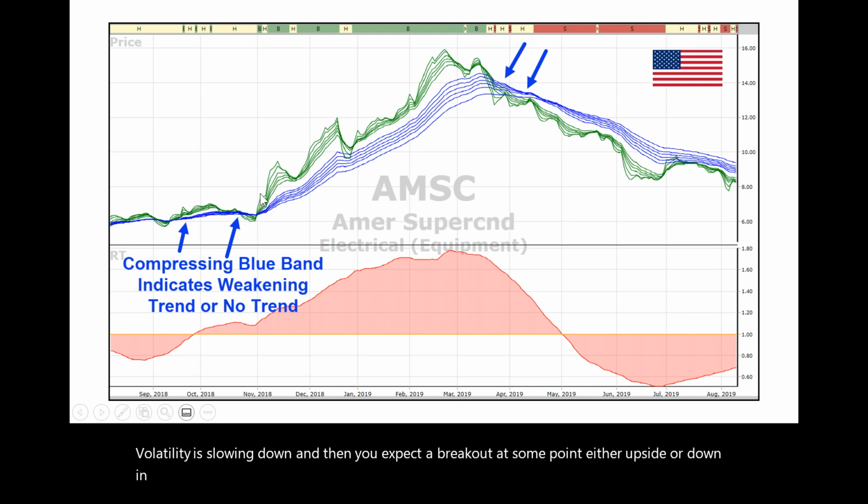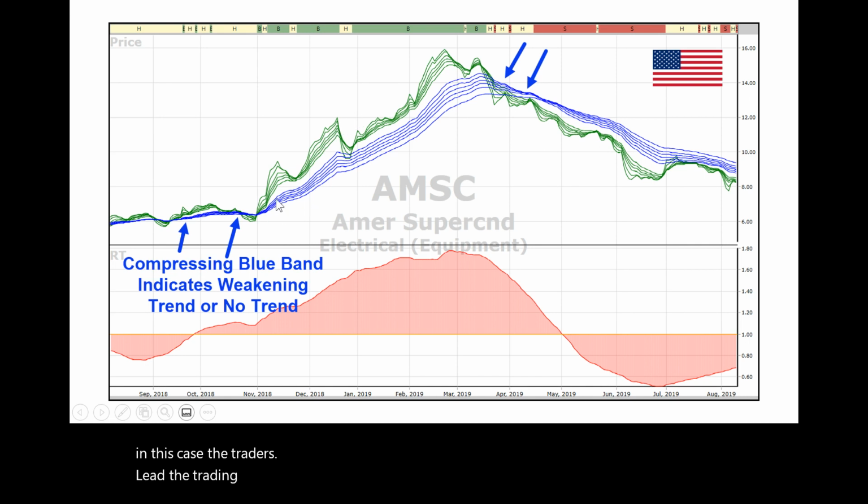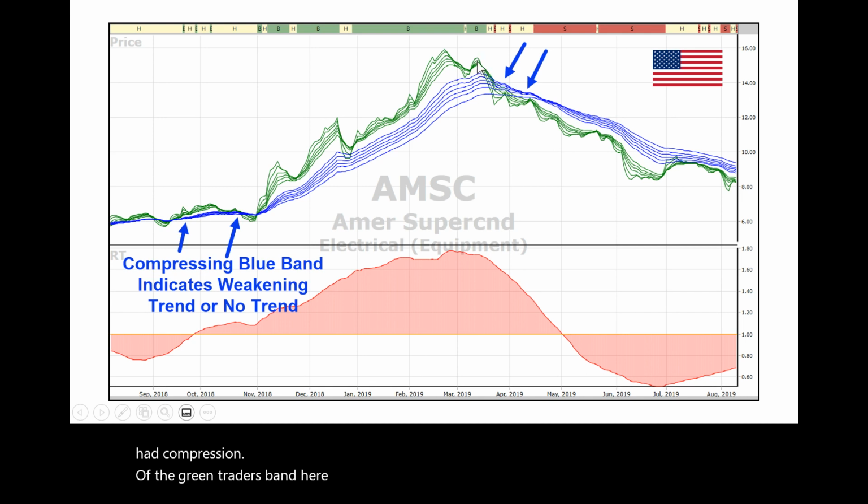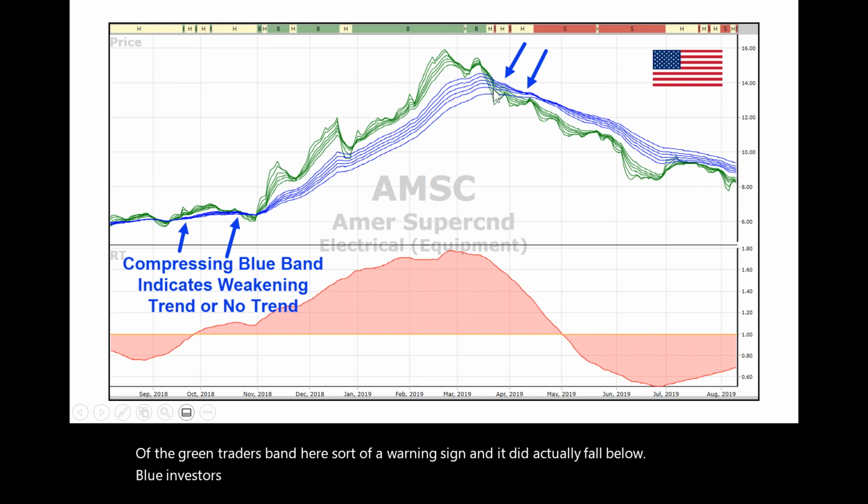In this case, the traders led the trading higher, and the investors band followed along. We had a really nice run, and then we had compression of the green traders band here, sort of a warning sign, and it did actually fall below the blue investors band. So time to get out and maybe consider going short.